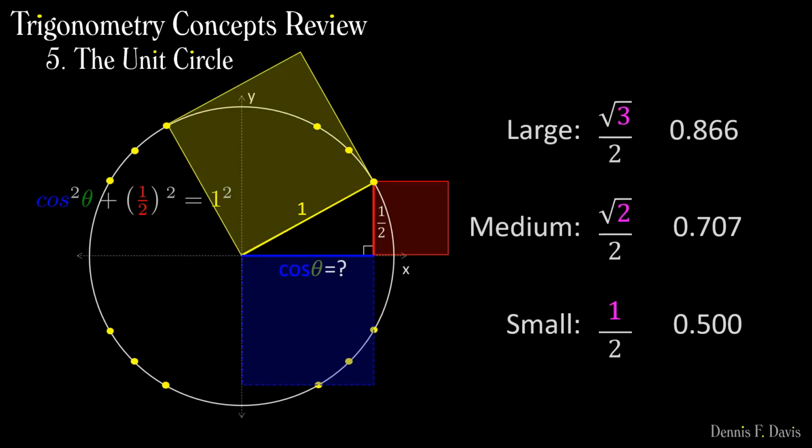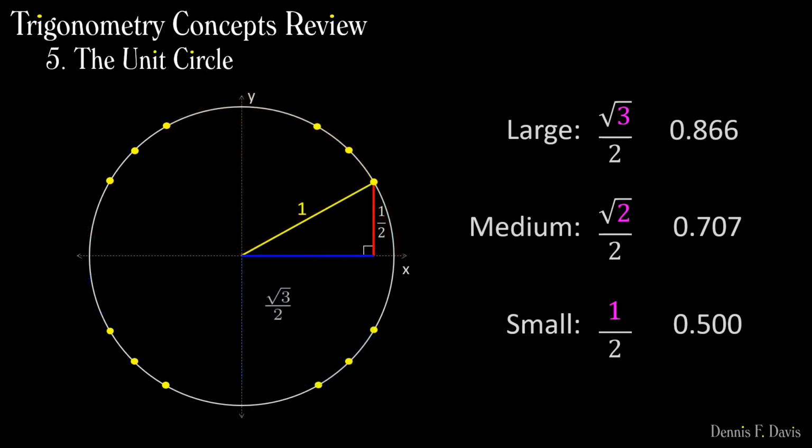Our equation can be simplified to cosine squared theta plus 1/4 equals 1. Isolating the constants, we get cosine squared theta equals 3/4. To get cosine theta, not squared, we take the square root of both sides and simplify to get cosine of theta equals square root of 3/2. This means that the length of the blue side, the size large, is square root of 3/2.